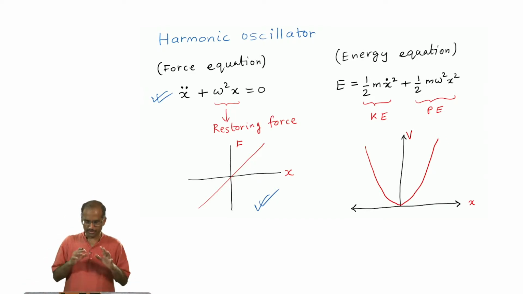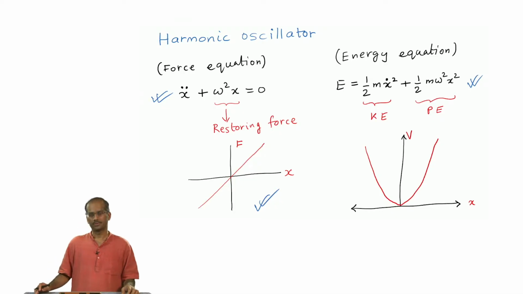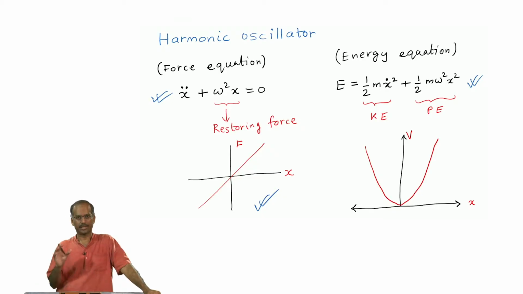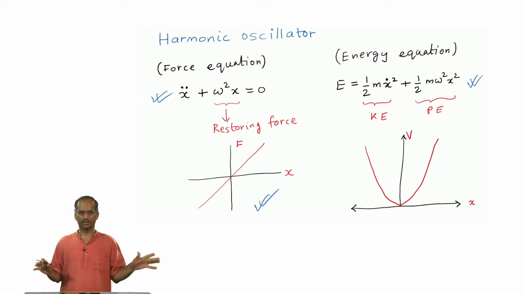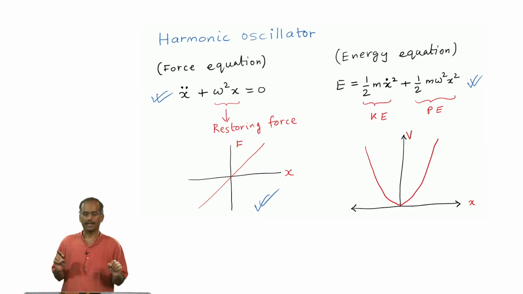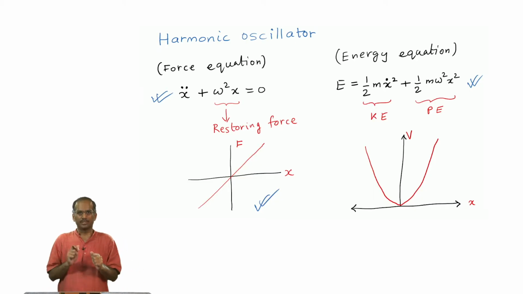If I write the energy equation for the same harmonic oscillator as a system, energy would look like this. So, it is half m x dot square, that is the kinetic energy term, plus the potential energy, which is half m omega square x square. So, the sum of kinetic and potential energy is the total energy, and if you remember what we did in almost the first or the second week, even though the individual kinetic and potential energies are time dependent, because x dot and x are time dependent, the total energy is independent of time. So, the energy that you put in initially is going to remain with it forever.